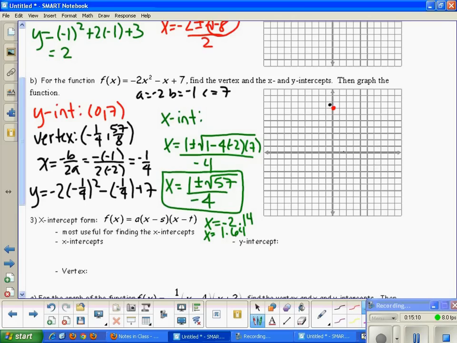So 1.64 would be right there, and -2.14 would be right around there. So then all I need to do is go ahead and sketch my graph.